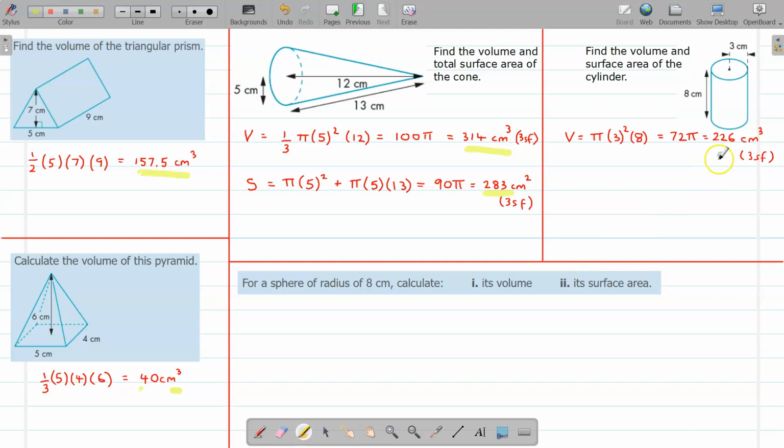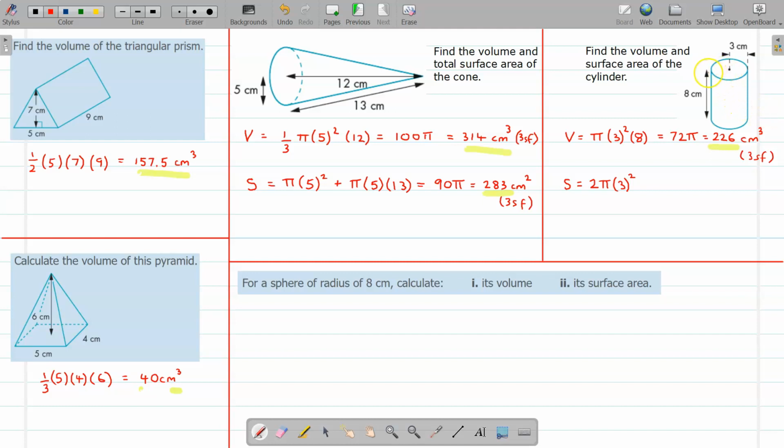And now the surface area of the same cylinder. So for the surface area of a cylinder, it means the curved piece plus the 2 discs at the end, if you like. Well, the surface area of each circle at the end is pi r squared, so it's pi times 3 squared, but there are 2 of them, a top and a bottom, so it's 2 lots of pi times 3 squared. Okay, so that's the top and the bottom. But what about the curved piece?